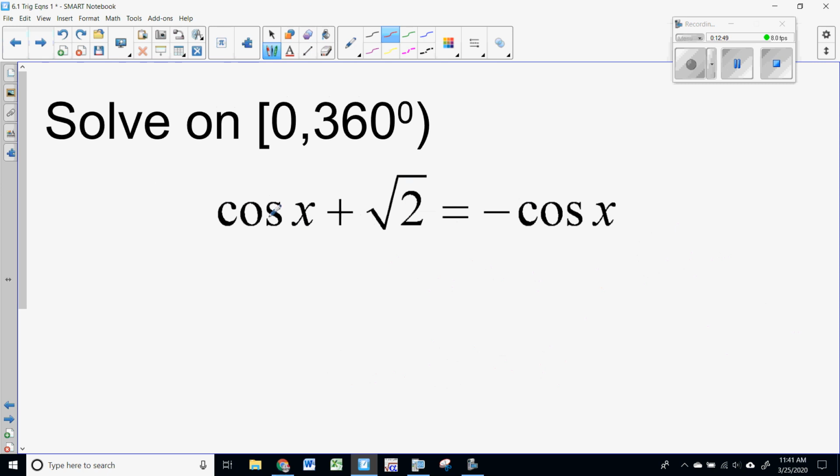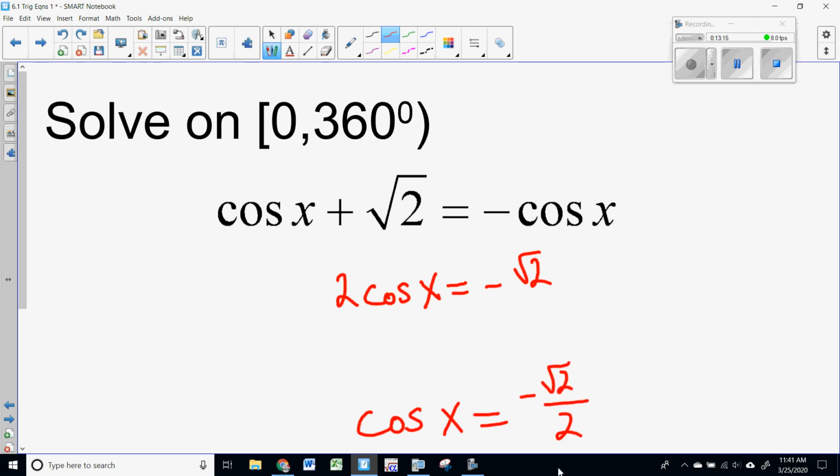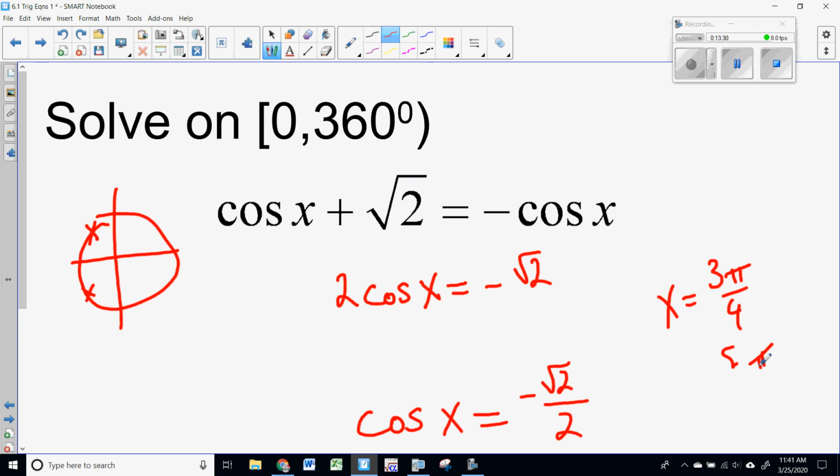Here's a little bit harder one. Cosine plus the square root of 2 equals negative cosine. So once again, I want to end up when I'm done with cosine. You'll notice sometimes I have x, sometimes I have theta. So I'm going to add the cosine to this side, which gives me 2 cosine of x. I'm going to subtract the square root of 2, which gives me minus the square root of 2. And then once I divide, I get square root of 2 over square root of 2, which if we think about our unit circle, that's here and here. So my x's are 3 pi over 4 and 5 pi over 4.